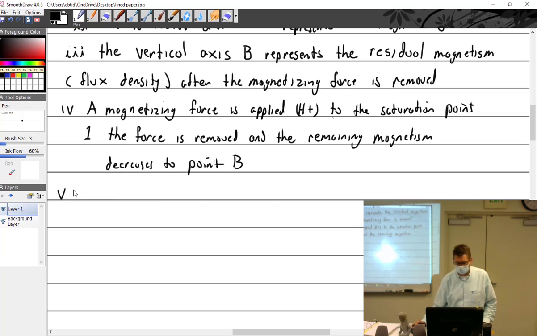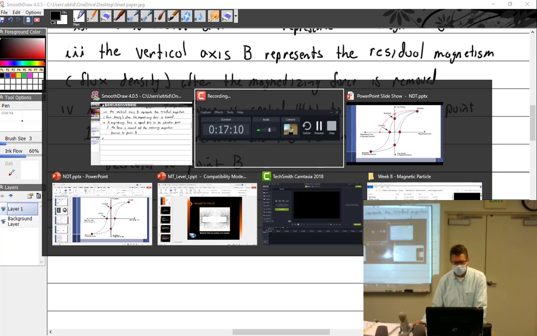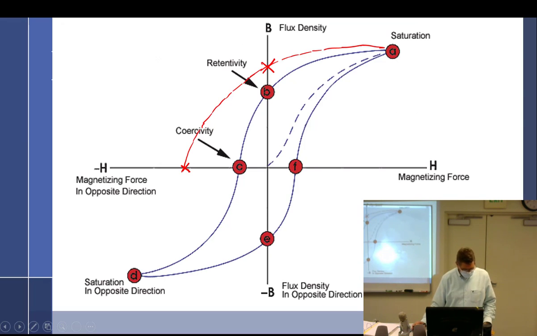What is point B? I'm going to pull it back up. Vertical axis. Okay, so what I said so far is the horizontal axis H represents the magnetizing force. The vertical B represents flux density. Actually, it's just flux density, period. I shouldn't say it's after it's removed. We could probably get rid of that. It is just flux density because it's up here right now with A, and it's going to drop down to B. So flux density, I'm going to change that.